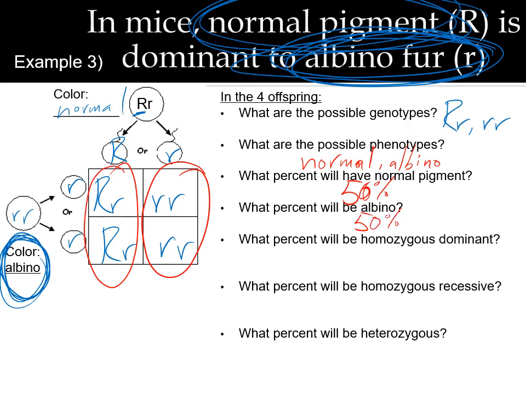What percent will be homozygous dominant? None of them are homozygous dominant. You'd have to have two big R's, and none of them have two big R's. What percentage will be homozygous recessive? That is 50%, because the two on the right side do, in fact, have two of the little recessive r's.